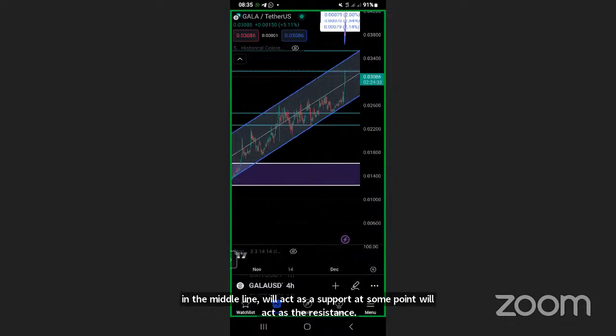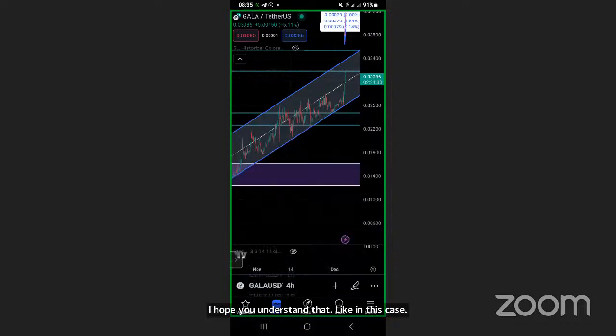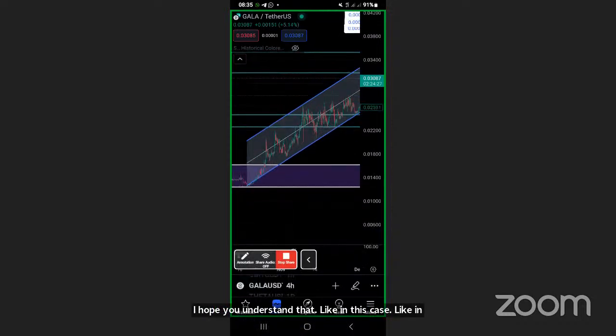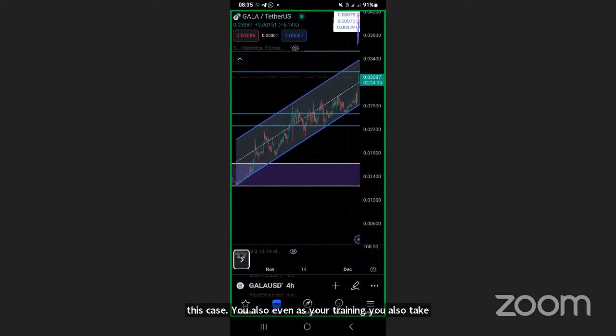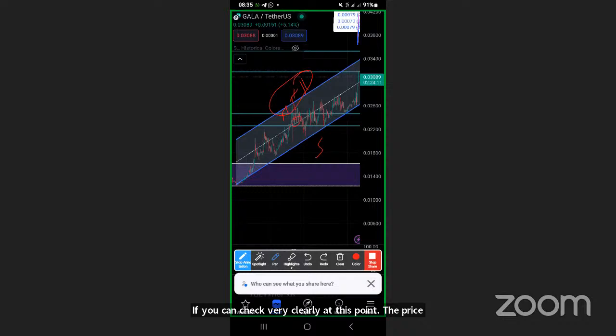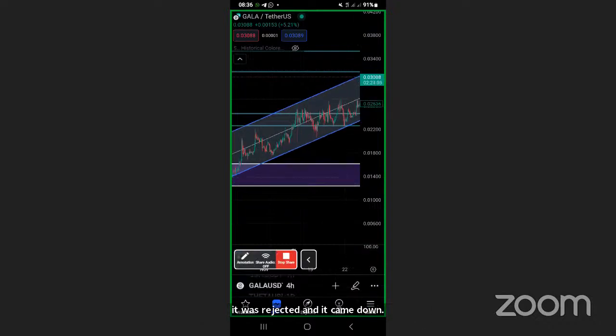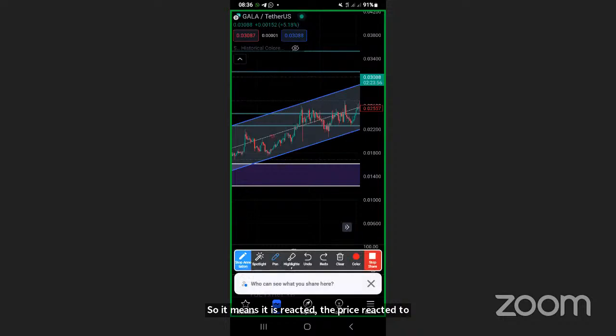Like in this case, even as you're trading, you also take into consideration that middle line, because it is acting as a mini support and a mini resistance. And prices will always react to them. Like you see at this point, if you can check very clearly, the price reacted to it. The price came down, went up, it was rejected, then it came down. So the price reacted to it here.